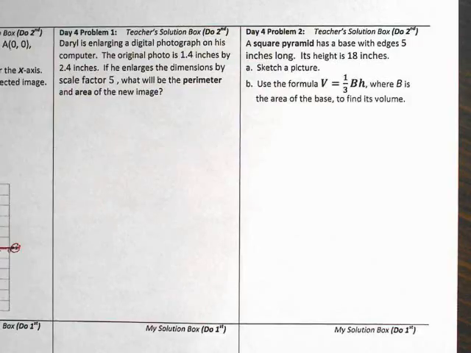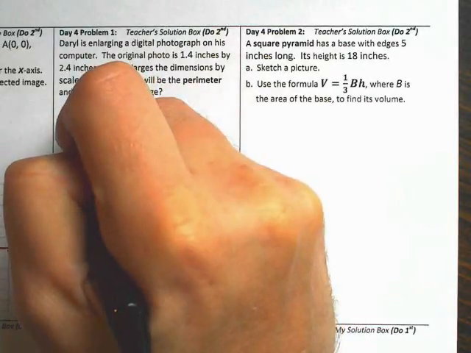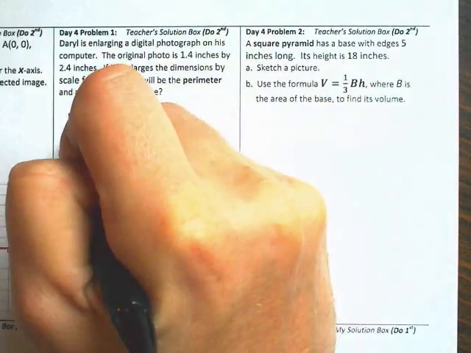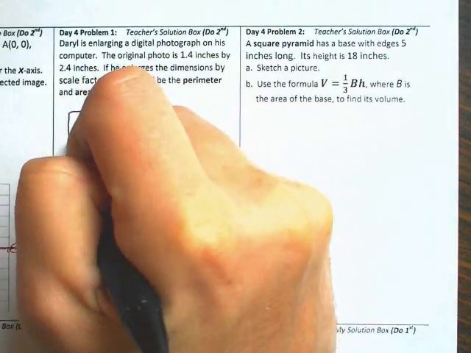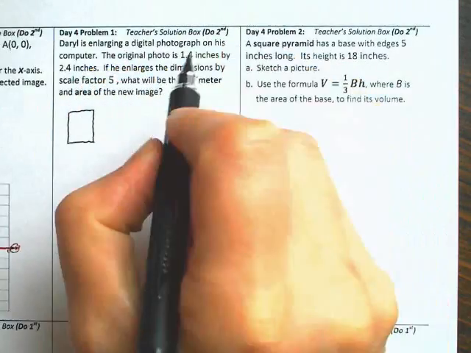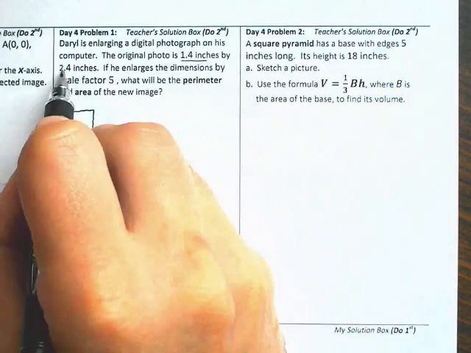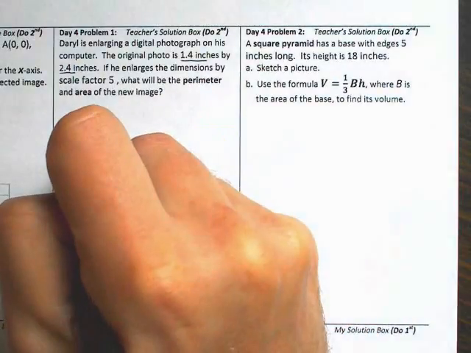Day 4, Problem 1. Daryl is enlarging a digital photograph on his computer. The original photo is 1.4 inches by 2.4 inches. If he enlarges the dimensions by scale factor 5, what will be the perimeter and area of the new image? Here is his original photograph, just a quick sketch of it. And we are told that it is 1.4 inches by 2.4 inches.